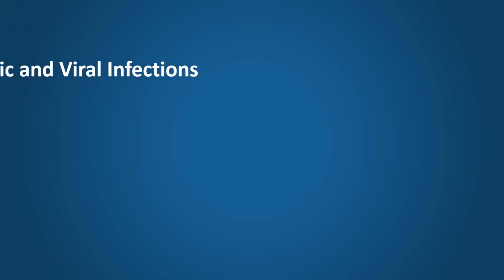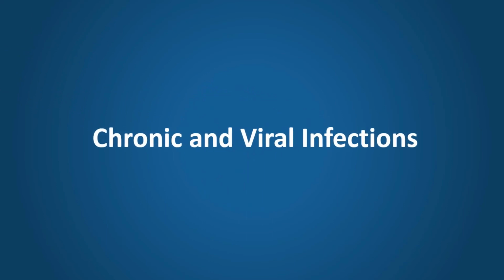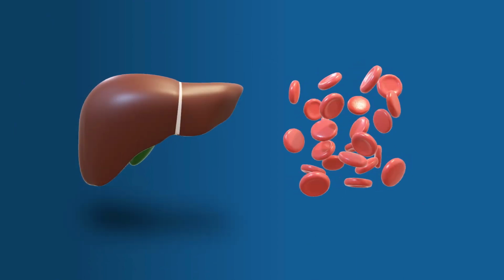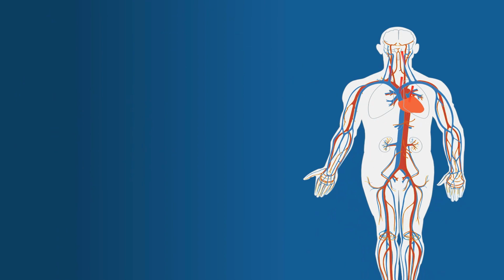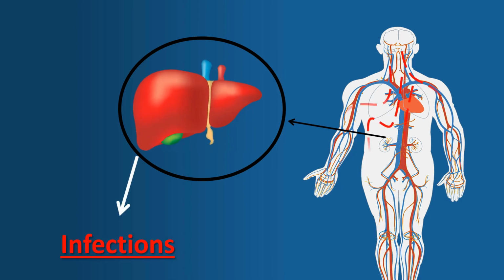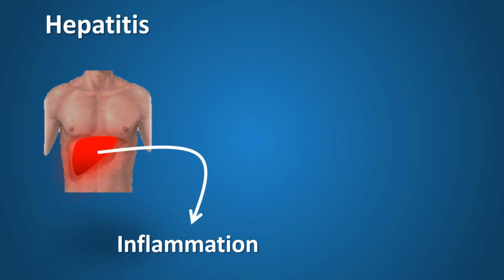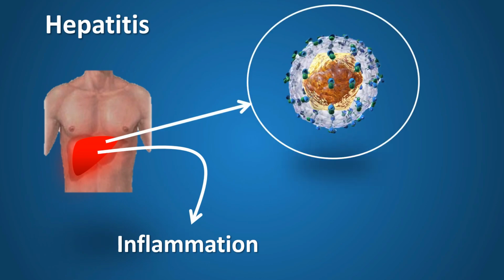Experts also suggest that another cause of liver damage is chronic and viral infections. The liver, being an important organ responsible for blood filtering, is highly exposed to blood-borne infections. Blood that flows from various parts of the body and organs passes through the liver, making it susceptible to blood-carrying viral infections. One major infection that affects the liver is hepatitis. Hepatitis simply is the inflammation of the liver, a situation where liver cells are being damaged by the hepatitis virus.